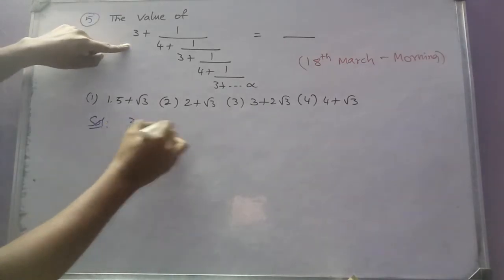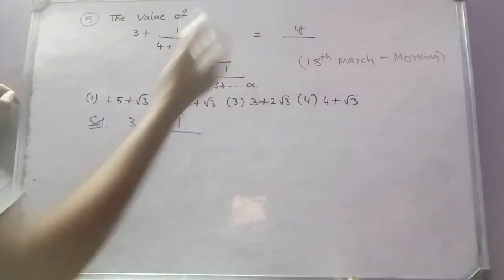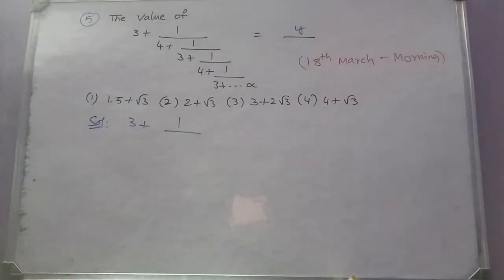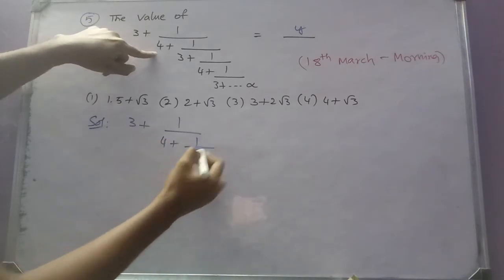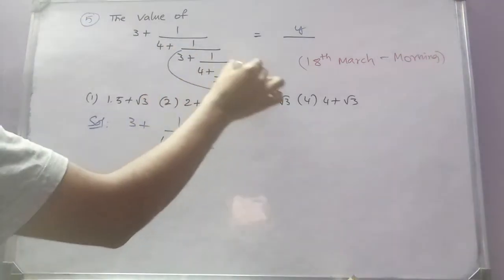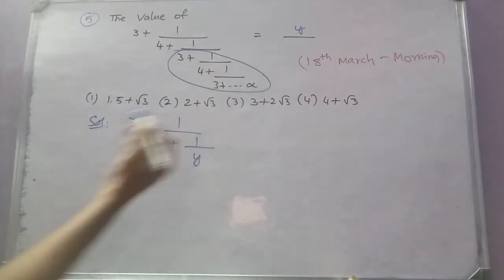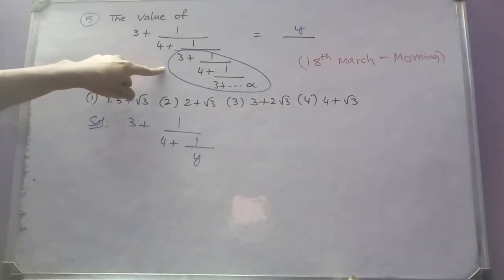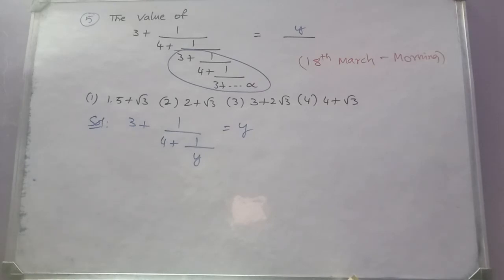So now if you solve this, before that let us imagine that the entire question is equal to y. So which means this is 3 plus 1 by, 4 plus 1 by, and the remaining is again the question itself, which is nothing but y. The entire thing is again the question itself, which is y. This is equal to y. Now if you solve it, you'll get it.